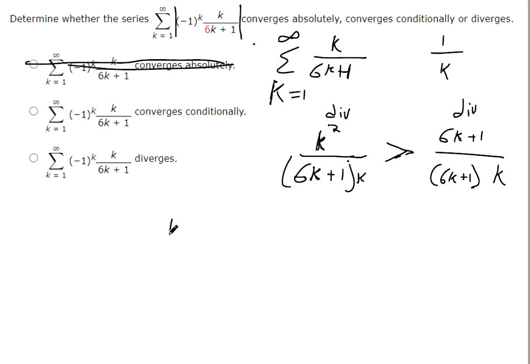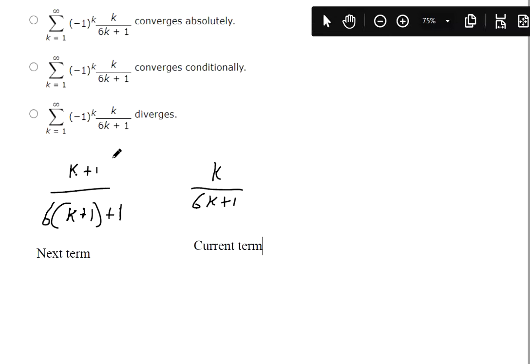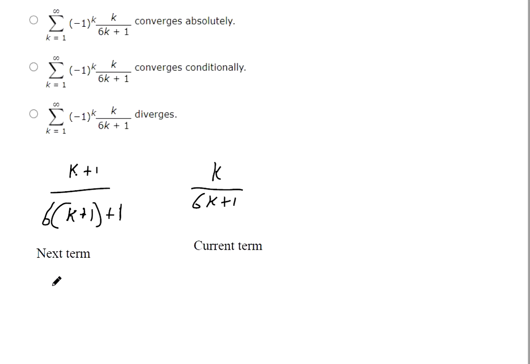We want to see if the next term is smaller than the current term, but we also need another condition to hold. We need the limit as n goes to infinity, or in this case as k goes to infinity, of k over 6k plus 1. This has to equal 0, but it doesn't, right? There's a 1 in the numerator, there's a 1 in the denominator. So it's a ratio of the leading coefficients. This doesn't equal 0. The limit as k goes to infinity approaches 1/6.